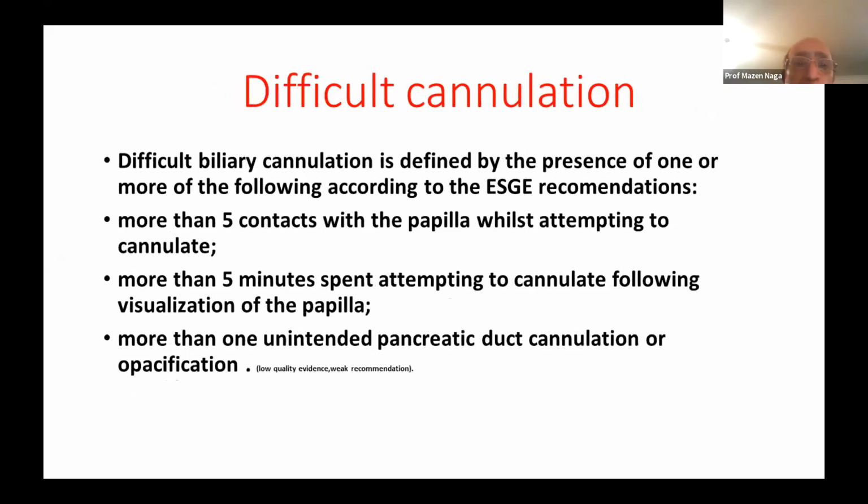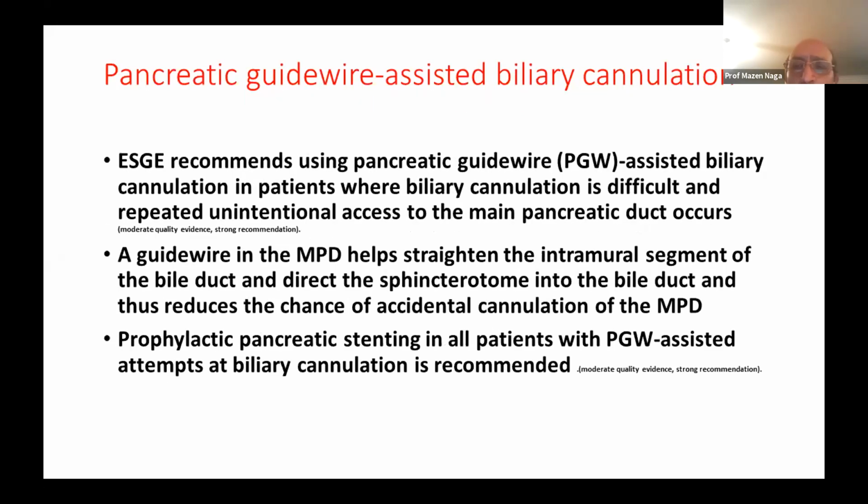What is the definition of difficult cannulation? More than 5 contacts with the papilla while attempting to cannulate. More than 5 minutes spent attempting to cannulate following visualization of the papilla. More than one unintended pancreatic duct cannulation or opacification of the pancreatic duct. What we do in this case: pancreatic guide wire assisted biliary cannulation, or the 2 guide wire technique. The European Society of Endoscopy recommended using pancreatic guide wire assisted cannulation in patients where biliary cannulation is difficult and repeated unintentional access to the pancreatic duct occurs.